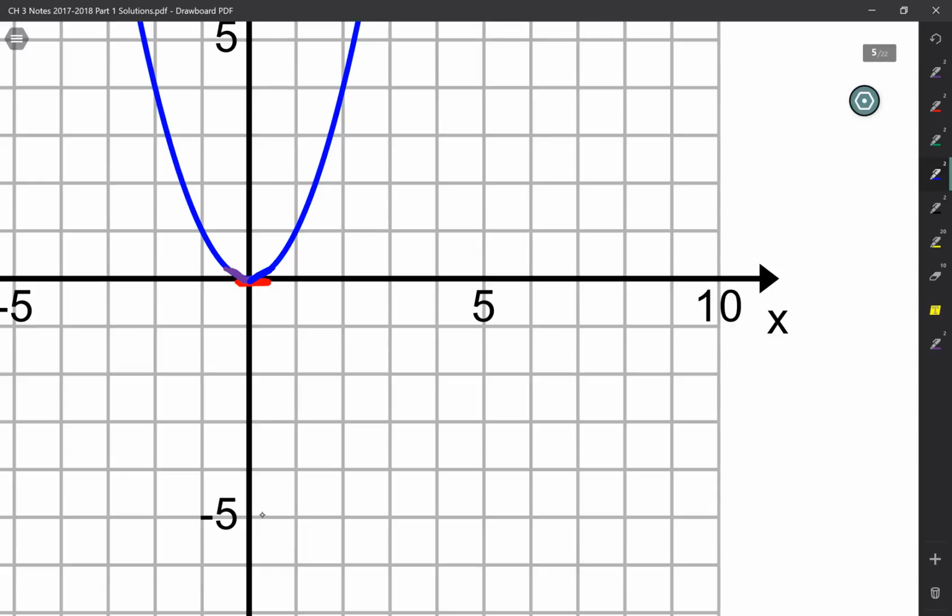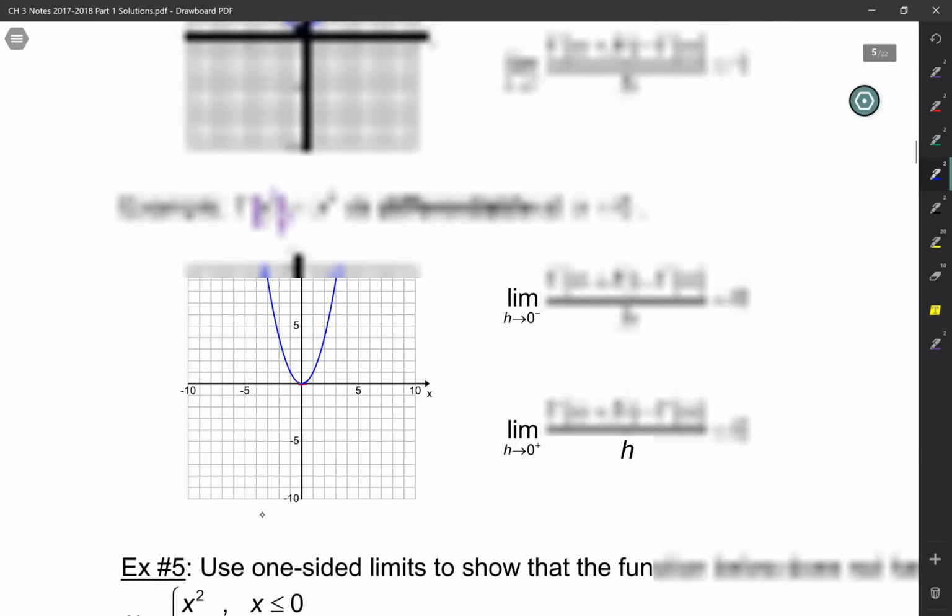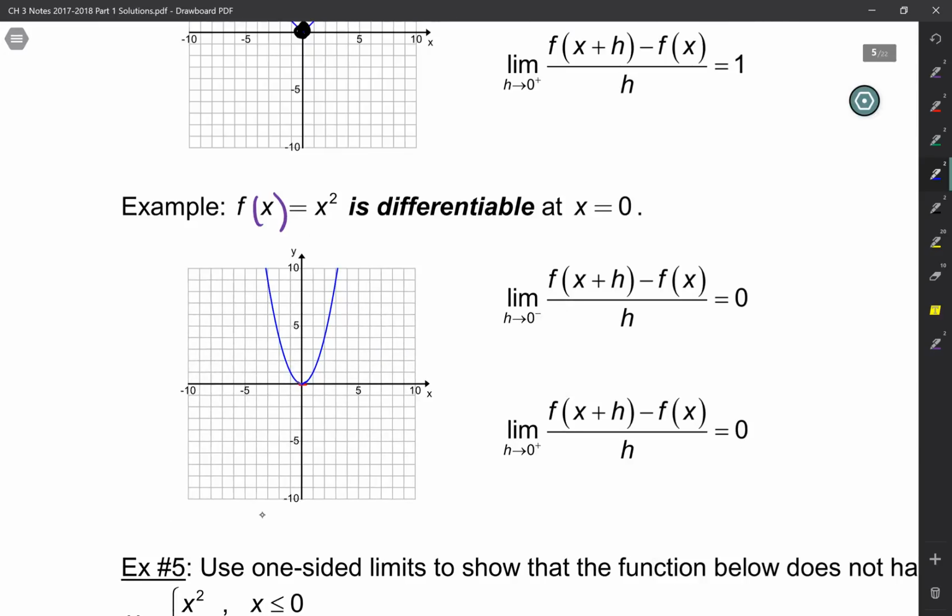Now, how do you know? I'm going to tell you on the next page all of the different ways where it might fail. Okay? So if it's an abrupt change, like a corner, which is an important word, if it's a corner, then it's not differentiable at that point.